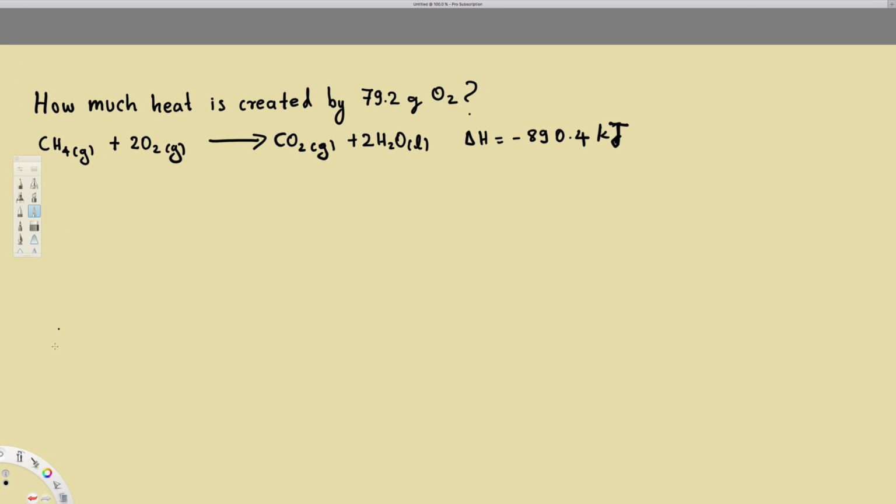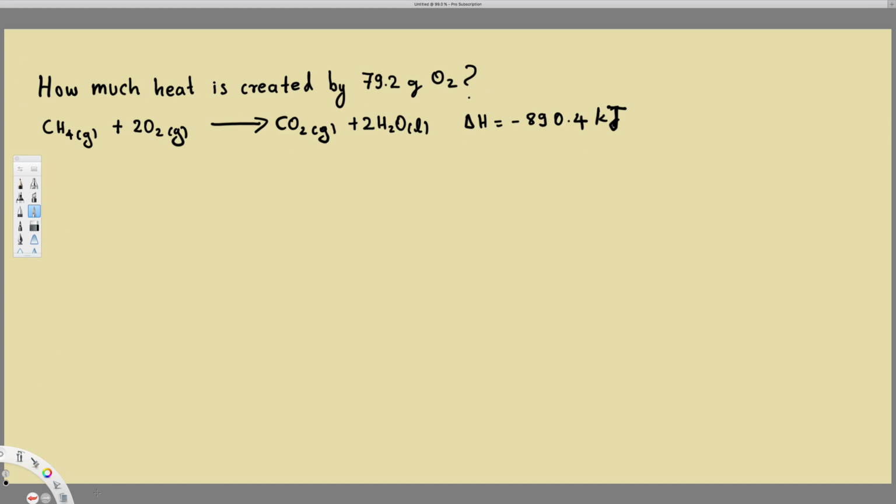What's going on, guys? Let's do this problem right here. The question is asking how much heat is created by 79.2 grams of O2.